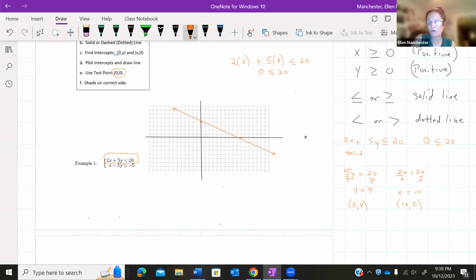So instead of doing this whole big step, that's why I like 0, 0. It makes it super easy. The whole left side goes to 0. So now, do I have a true or false statement? Well, 0 is less than 20, so I have a true statement, which means I'm going to shade down here. Okay, that's where my shading goes, is where the 0, 0 sits. Remember, the 0, 0 sits right here. So that means every solution on this side of the line will make this true. Every single one.